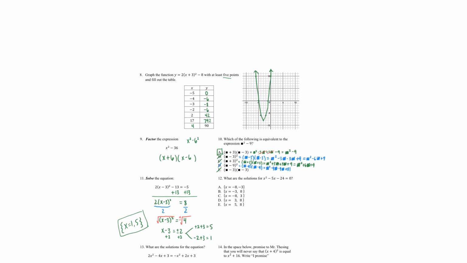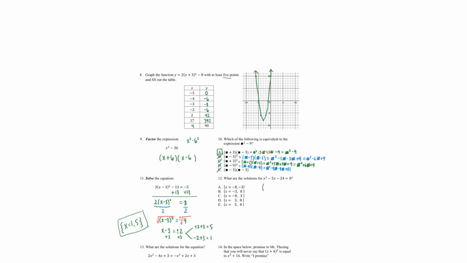12 says, what are the solutions for x squared minus 5x minus 24? Okay, this is really nice because it's multiple choice. Why do I say that? Well, if you are feeling a little lazy, instead of solving this, you can just plug in these numbers and see if they work. So you could theoretically try negative 8 and see if it works. If it works and negative 3 also works, then this would be your answer right here. Just a thought if you're running a little short on time.